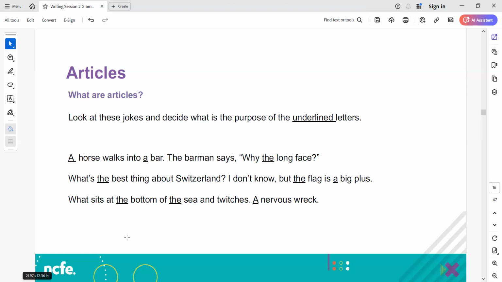So are we talking about any horse or a particular specific horse? If you think about the first joke, a horse, it's talking about any horse, just so that you imagine a horse. And a bar, a general bar, it just wants you to imagine those things. The barman says, so we're talking about the barman in this particular bar, so it's a specific barman. The barman says, "Why the long face?" Because we're talking about a specific face, the horse's face.